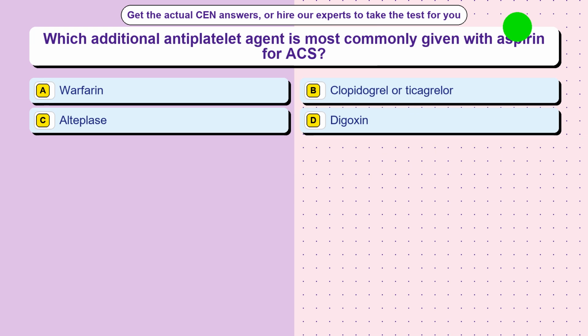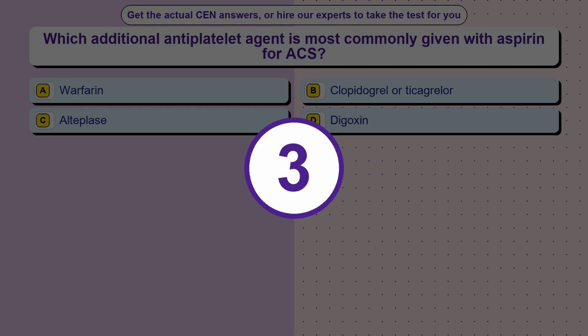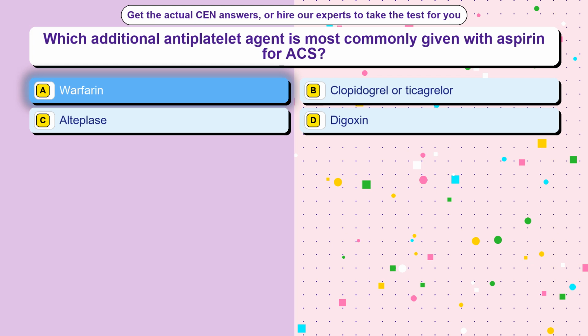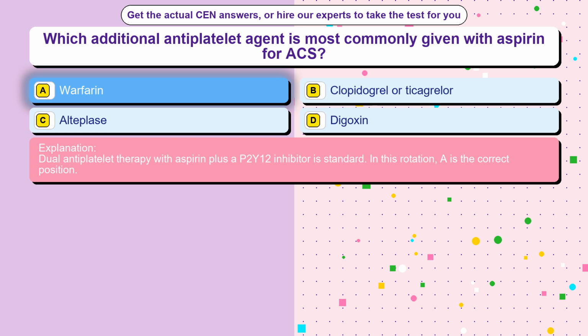Question 42. Which additional antiplatelet agent is most commonly given with aspirin for ACS? Option A, warfarin. Option B, clopidogrel or ticagrelor. Option C, alteplase. Option D, digoxin. The correct answer is option A, warfarin. Dual antiplatelet therapy with aspirin plus a P2Y12 inhibitor is standard. In this rotation, A is the correct position.